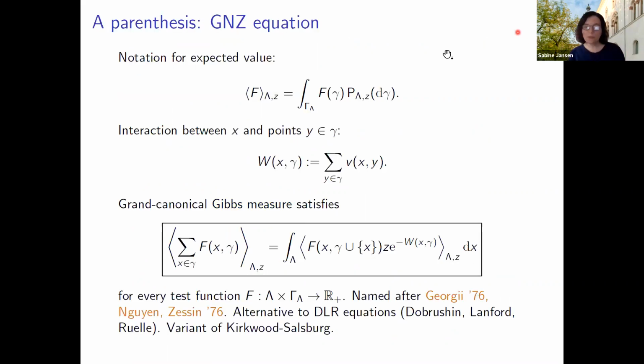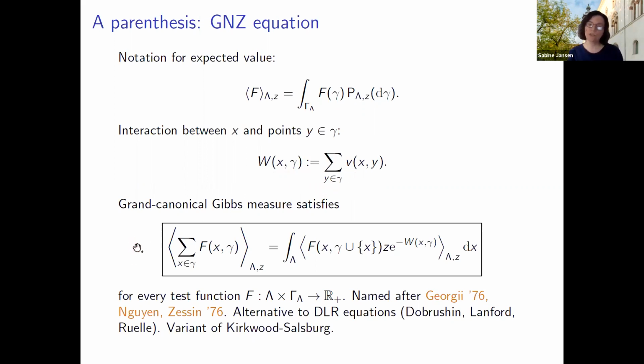Okay, a small parenthesis I want to make, which you can forget about completely in a minute. I will never ever use it. But I want to mention it because it is kind of nice, and I learned about it rather late. So let me use this notation with the angular brackets for the expected value with respect to the grand canonical Gibbs measure. And let me introduce the notation W of x and gamma for all the interactions between a point at x and points y in gamma.